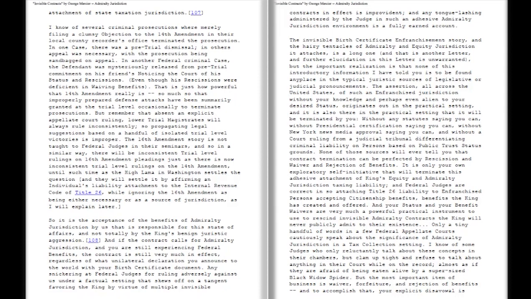And your status and your benefit waivers are very much a powerful practical instrument to use to rescind invisible admiralty contracts the king will never publicly admit to their existence. Only a tiny handful of words in a few federal appellate courts cautiously speak about the significance of admiralty jurisdiction in a tax collection setting.